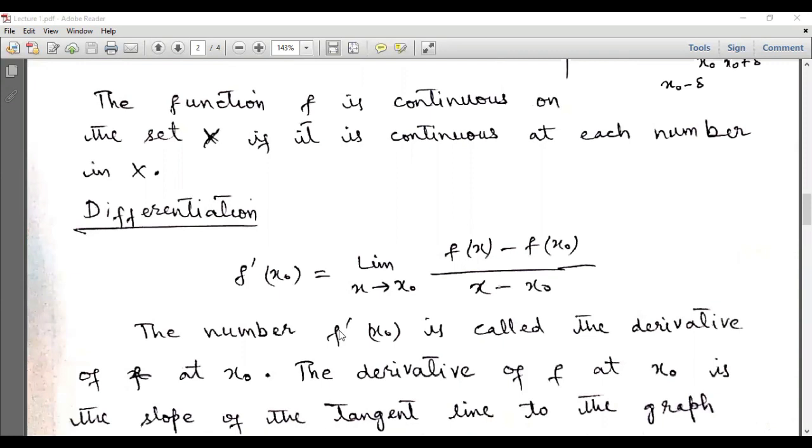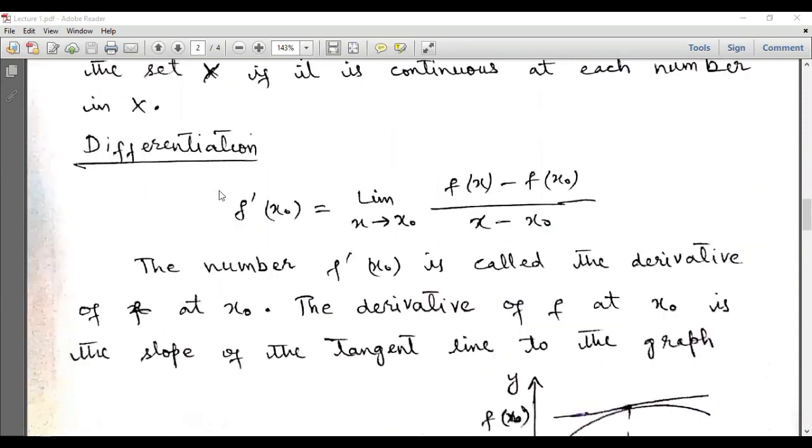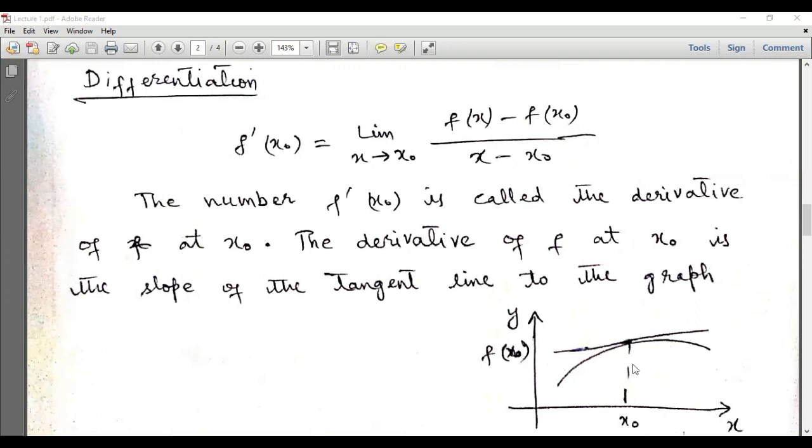So now we will discuss differentiation. So the definition of differentiation is written over here. So the derivative of a function at this point x naught is equal to limit x approaches x naught f of x minus f of x naught divided by x minus x naught. So the differentiation actually gives us the slope of a tangent which is drawn at specific point x naught over the function.